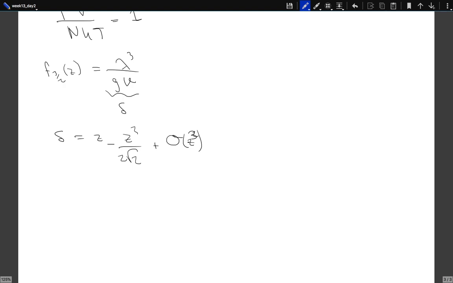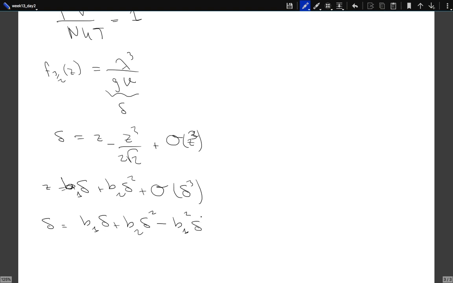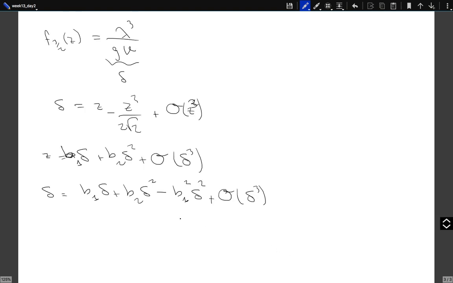I will be basically repeating what I had done yesterday. The only difference will be this minus sign. Now I can say that when delta is very small, z is equal to delta, but maybe the coefficient will be different. Let me call this b1 delta plus b2 delta squared plus terms of the order of delta cubed. So if I put it above, then delta turns out to be b1 delta plus b2 delta squared minus b1 squared delta squared plus terms of the order of delta cubed, for all delta.